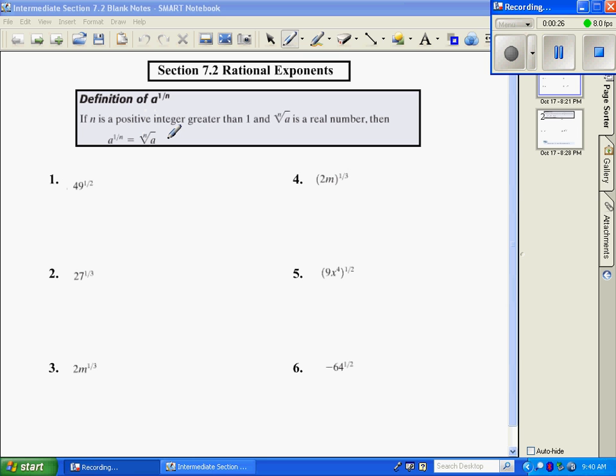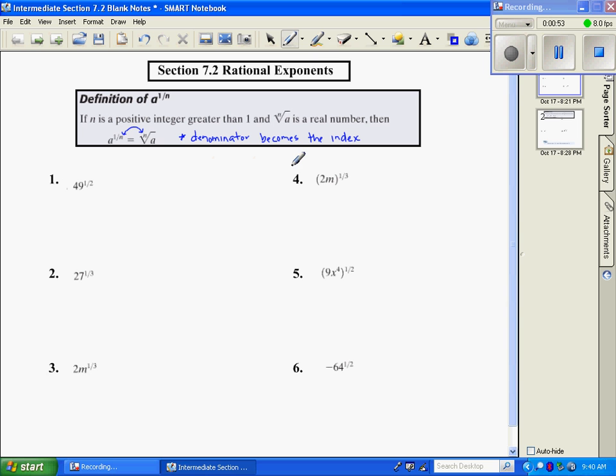So basically, one of the most important things to remember is that your denominator becomes the index when you rewrite it. That's the biggest thing, if you can remember: your denominator becomes the index.